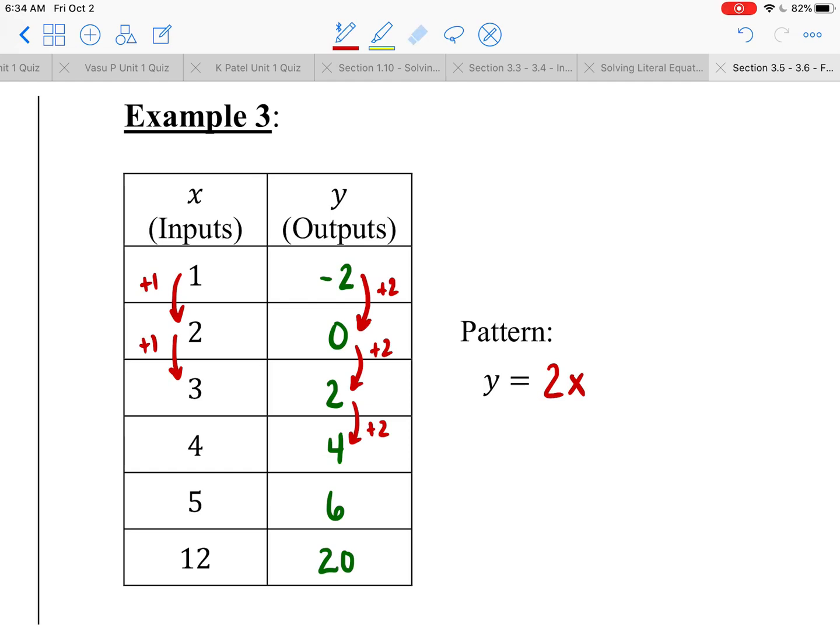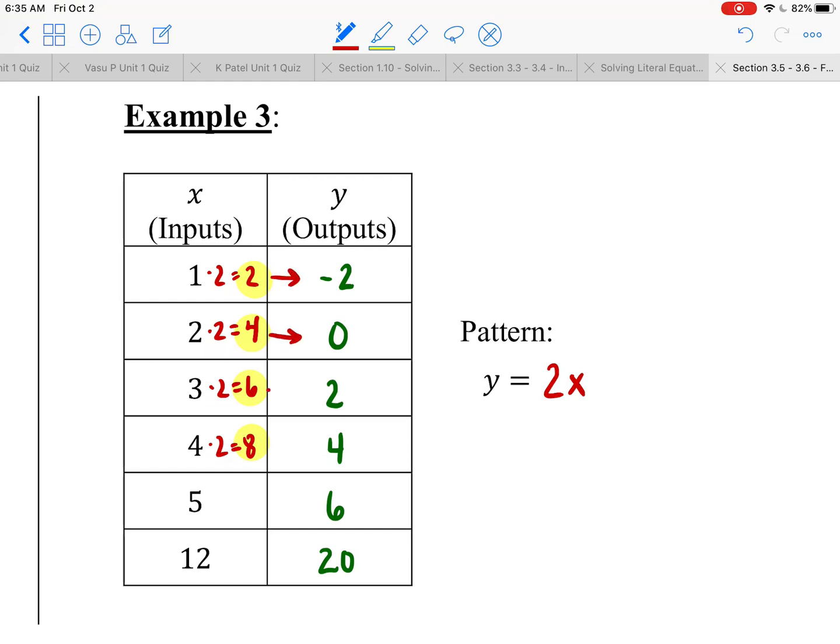Multiply the input by 2, and then we just have to ask ourselves, if you multiply the input by 2, what do you have to do to it after that? So 1 times 2 is 2, 2 times 2 is 4, 3 times 2 is 6, 4 times 2 is 8. So how do I get from the number highlighted in yellow over to these guys on the right? What's the pattern to get from the yellow over to the green?